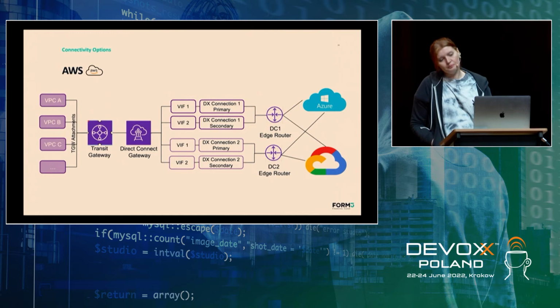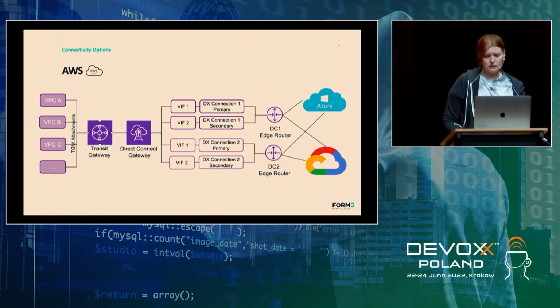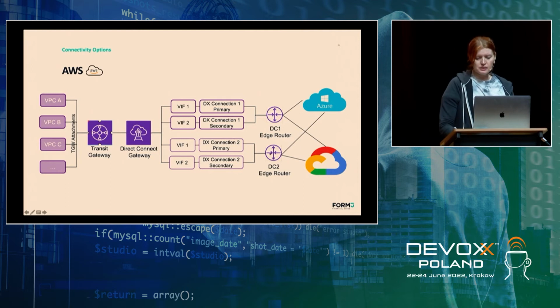So that's the AWS side of our multi-cloud configuration. That's one way of implementing it. Here you see those edge routers in our data centers. We have 4 connections, or actually 2 redundant connections.